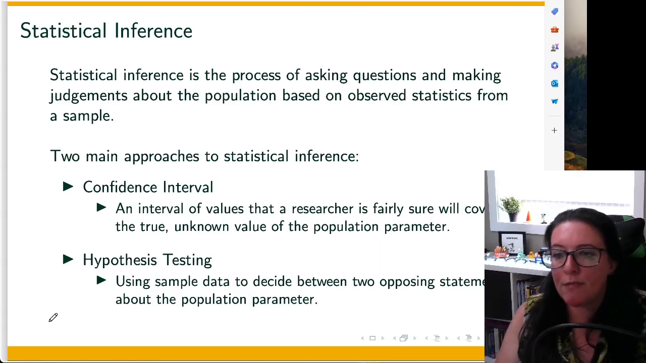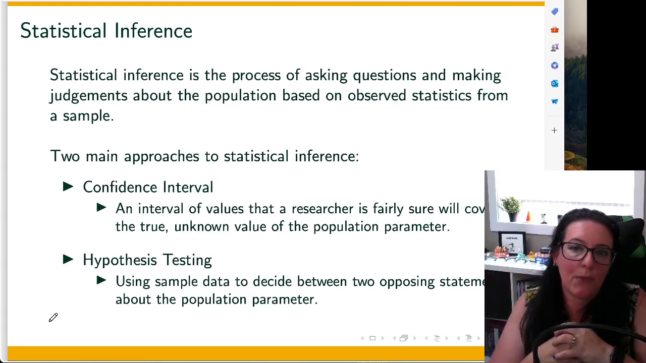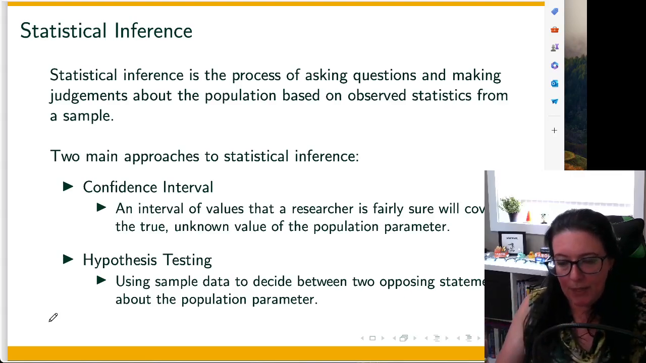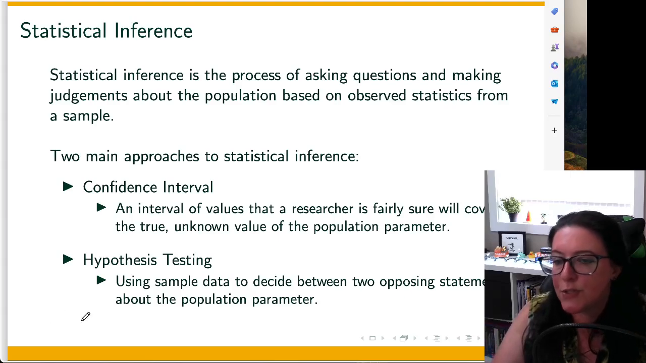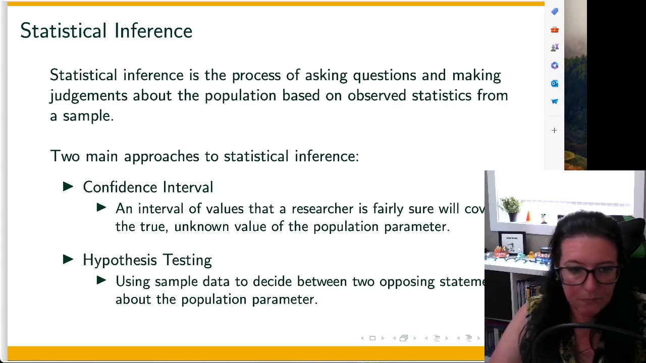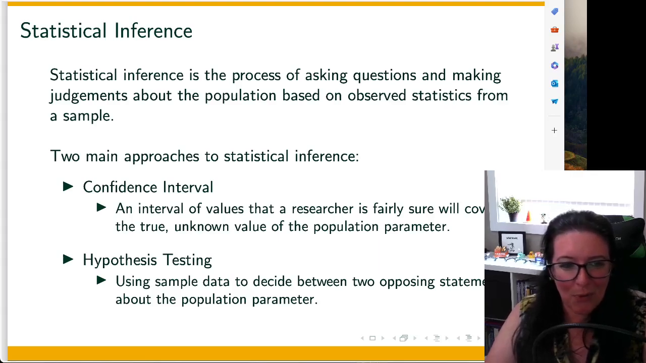Okay, so all of this is taking our sample information, trying to make estimates about the population parameter, trying to extrapolate to that greater population. We can do that with confidence intervals or with hypothesis testing. And we're going to have videos going through each of those as we move through our statistical inference process. But the first thing we're going to do is look at sampling error and building our sample distribution.